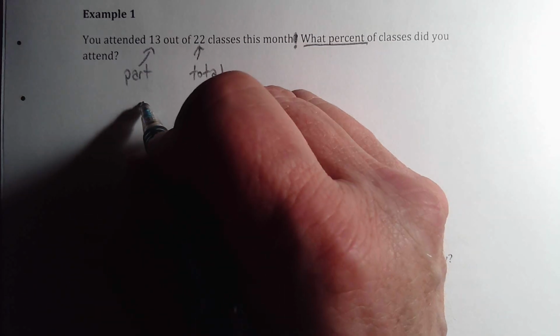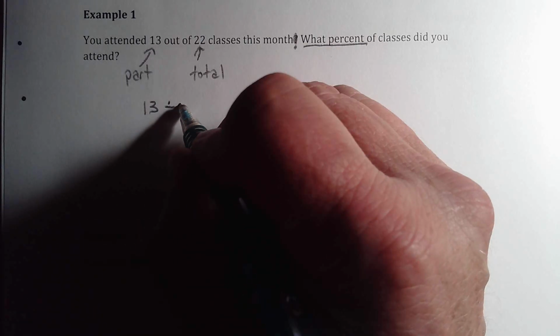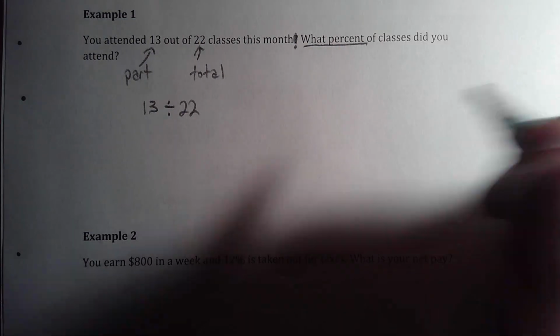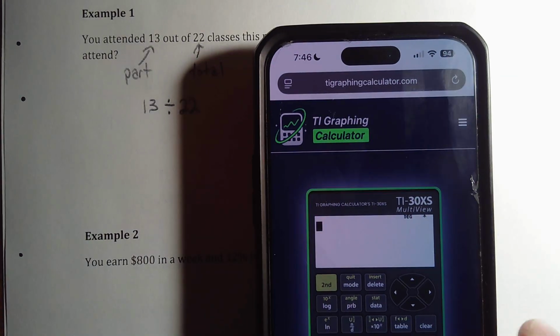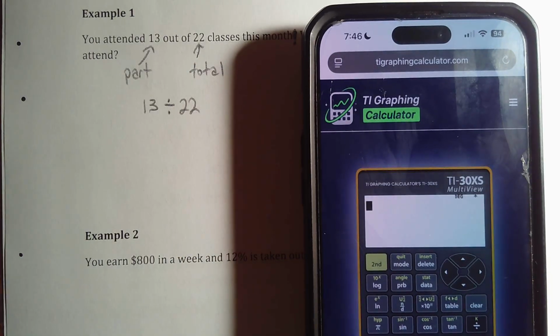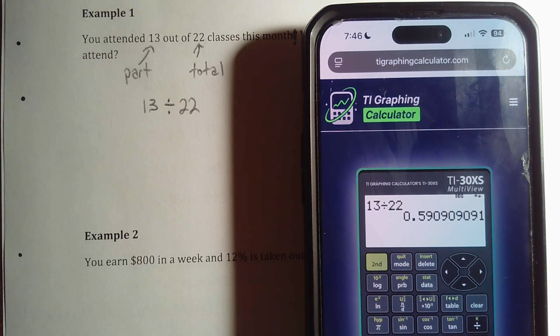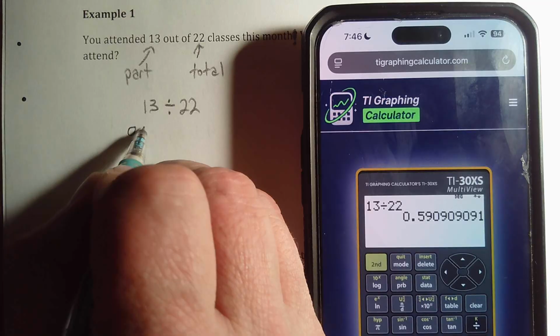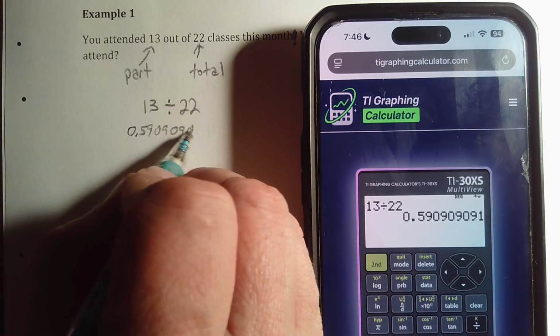All right, so let's take a look at 13 then. We're going to do 13, which is our part, and divide it by 22. When we divide that, that is going to give us a decimal value. So we'll go ahead and clear this out. We'll do our 13 divided by 22. And that gives me 0.590909, right? It just keeps going.